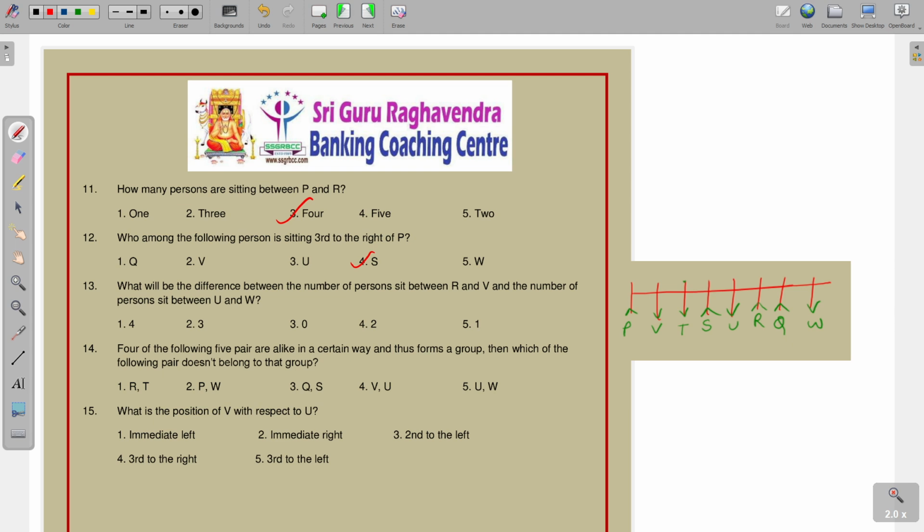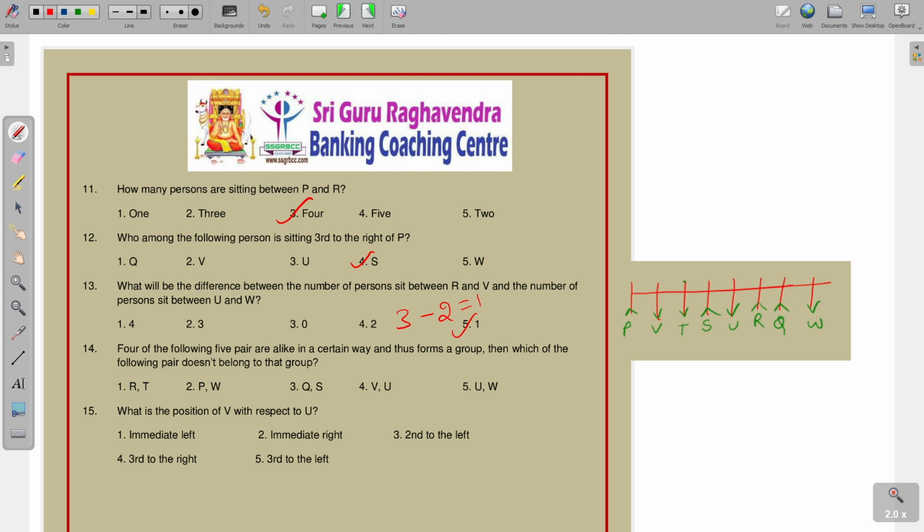Next, what is the difference between the number of persons sitting between R and V and the number of persons sitting between U and W? Between R and V there are 3 persons, and between U and W there are 2 persons. So the difference of this is 1. Question number 14.